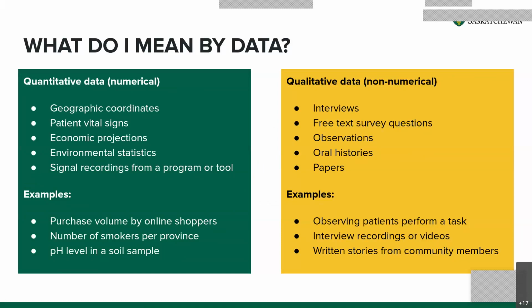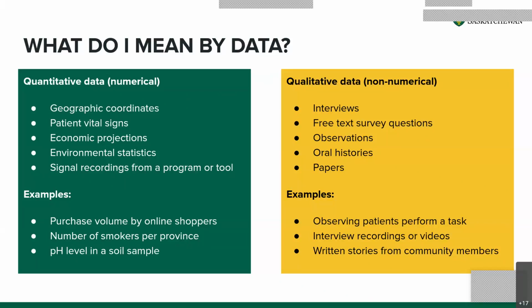Often what I'll do is break data up into two different components. We've got quantitative data on the left, which might be anything from numerical data around geographic coordinates, the vital signs of a patient, like their blood pressure or their heart rate, potential economic projections, environmental statistics, and some examples might be the purchase volume of something by online shoppers, the number of smokers per province, or the pH level in a soil sample.